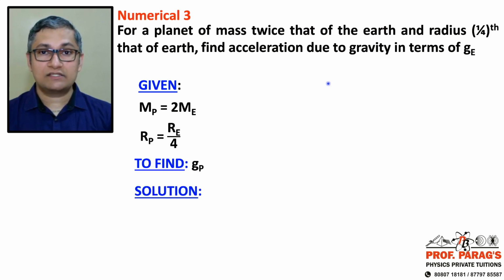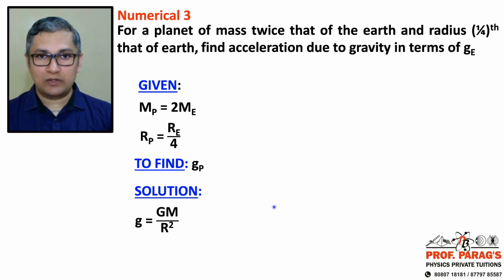So we already know the formula for small g on the surface of any planet. Small g is GM by R square, where capital M is the mass of the planet and capital R is the radius of that planet. I'm going to compare GE and GP, so I can understand it's a ratio question. Here also a ratio has been directly given to us: MP by ME is 2, or ME by MP is 1 by 2.